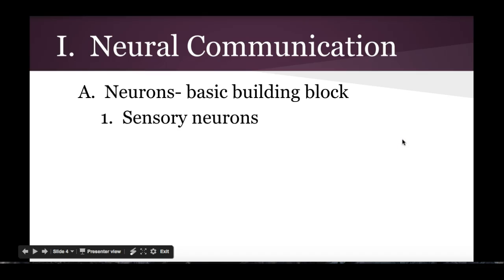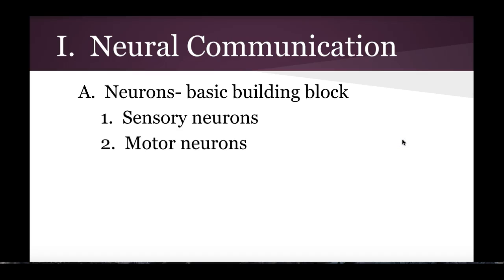Sensory neurons are going to be any of the neurons attached to, as you might guess, our senses. So what is attached to, for example, our sense of taste, touch, smell, vision, hearing? All of those bring information into us all the time. So that information that's coming in is through our sensory neurons.